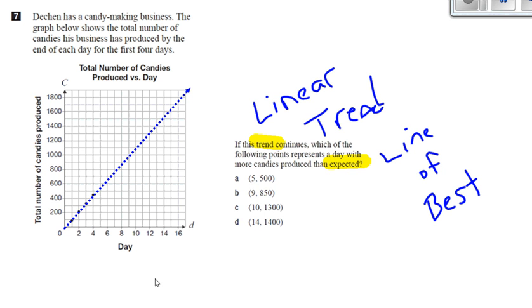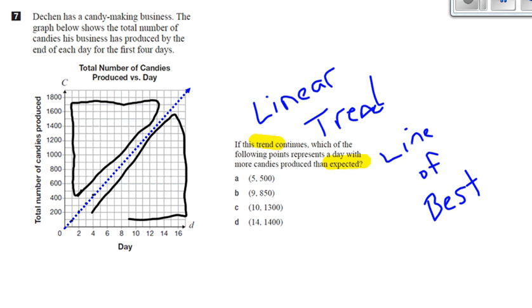And so what we're looking for in the question is which of the following points represents a day with more candies produced than expected. So above the line here is where we're making more candies than we expect, and here is where we're making less candies than we expect. So let's see what happens. So the point 500 is right here, and that's perfectly fitting with the trend.